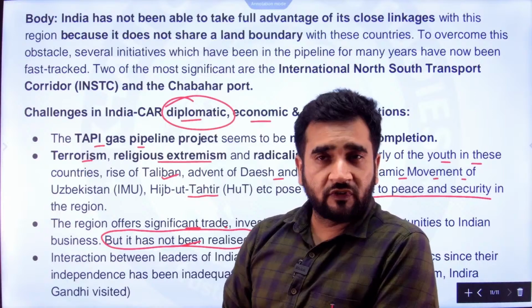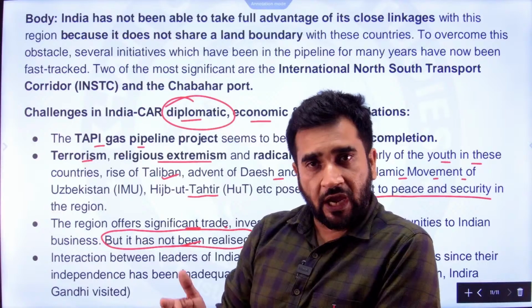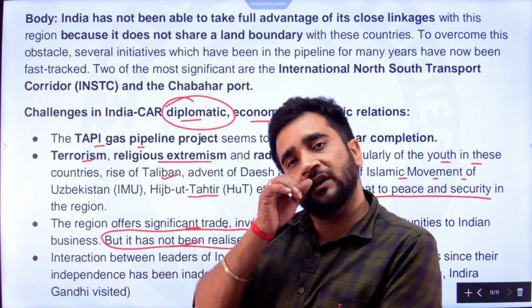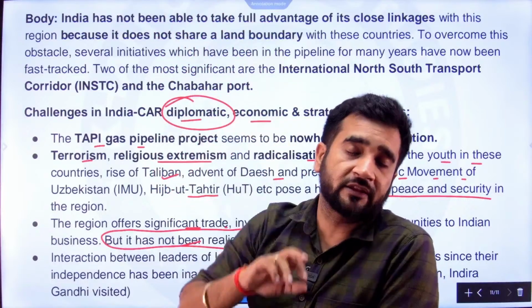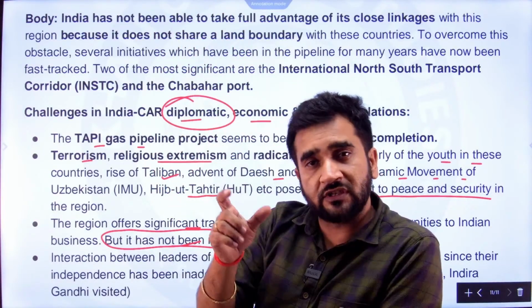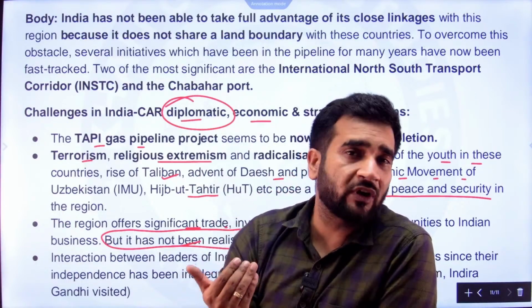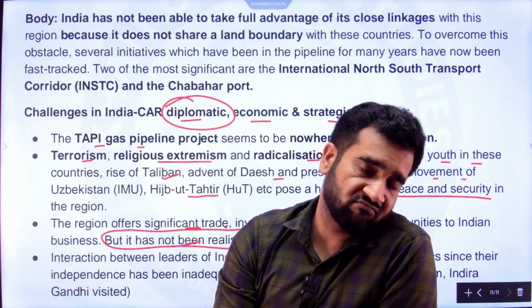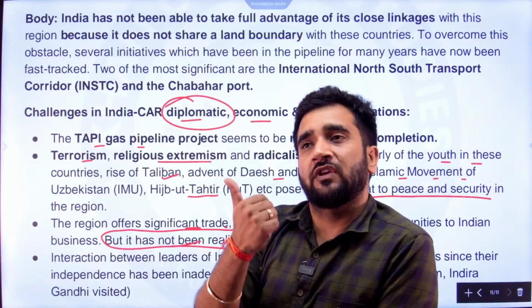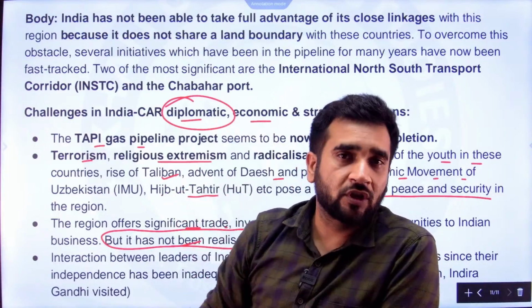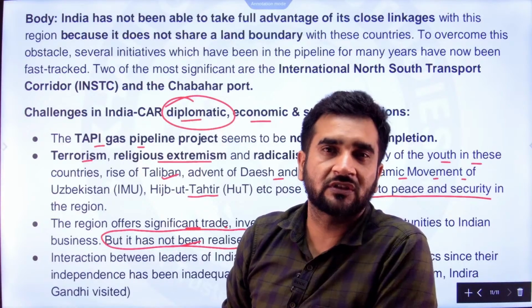the Indian Prime Minister visited this region in 2015. After that, no visit. And before 2015, the last Indian Prime Minister who visited this region, when it was part of the Soviet Union, was Indira Gandhi. So there was this huge gap. If frequent diplomatic engagements will not be there, obviously problems will be there. How can we expect that we can take advantage of the huge resources of this region? We need to keep connecting with this region.